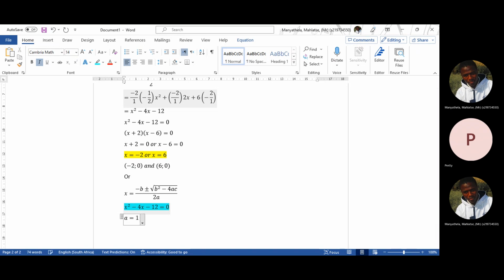A equal to 1. You don't have to sweat. B equal to negative 6. B equal to negative 4. C equal to negative 12.